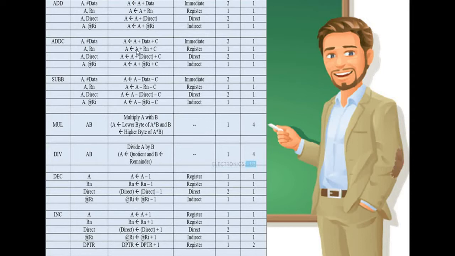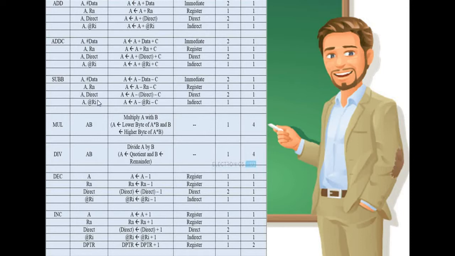Here, accumulator plus the contents of the register plus carry. Here also, accumulator plus the contents of the register plus carry. Accumulator plus the contents of an indirect register plus carry.